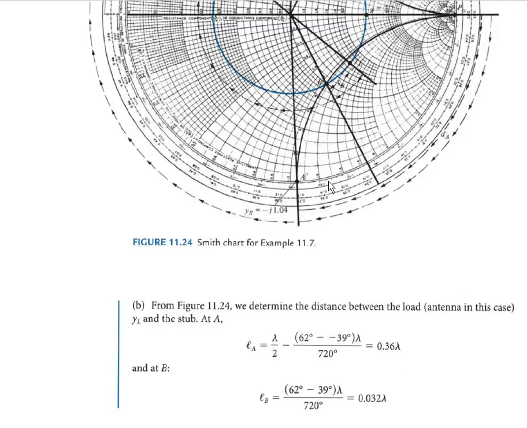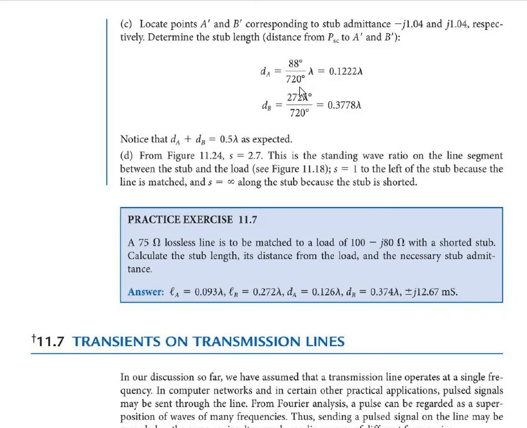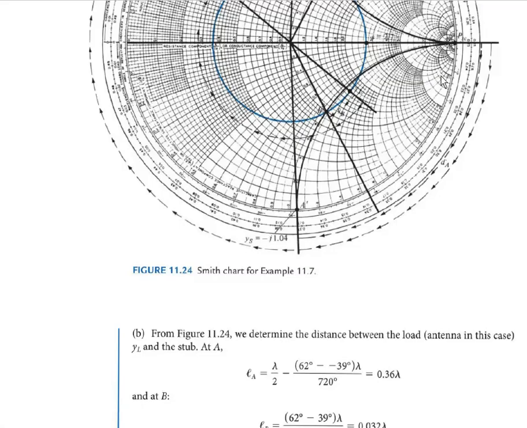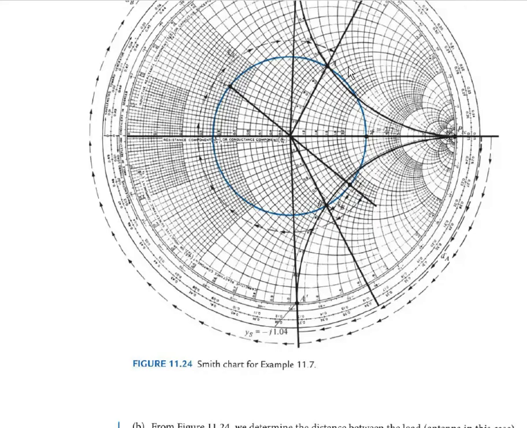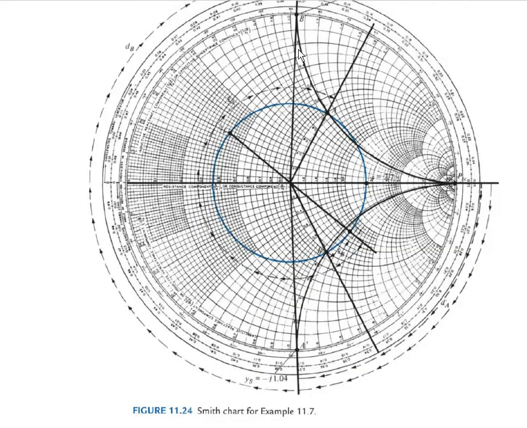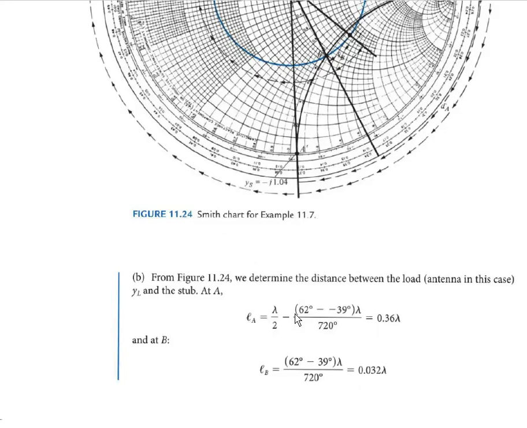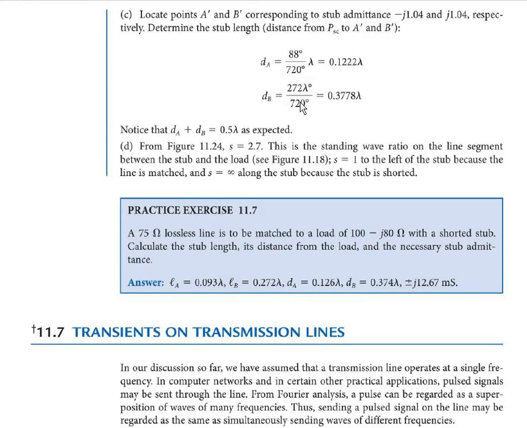So this angle is only 88 degrees. So 88 degrees divided by 720 degrees into lambda should be dA. Then dB is the angle from this point to this point A. This point B dash, the angle is 272 degrees. So 272 degrees divided by 720 degrees into lambda, so you will get it as 0.3778 lambda. So if you add these two terms, you will get lambda by 2.